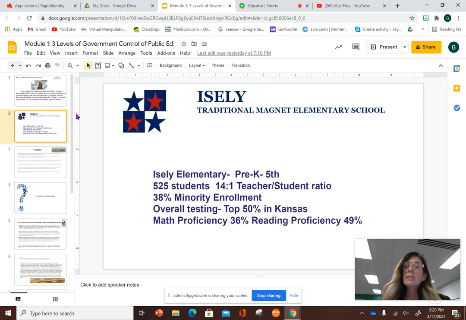Currently, I am teaching at Isley Traditional Magnet Elementary School. We're located on North Woodlawn. We teach pre-K through 5th. We have 525 students, and it's a teacher-student ratio of 14-1, 38% minority enrollment. Overall testing is the top 50% in Kansas, with a math proficiency of 36% and a reading proficiency of 49%.